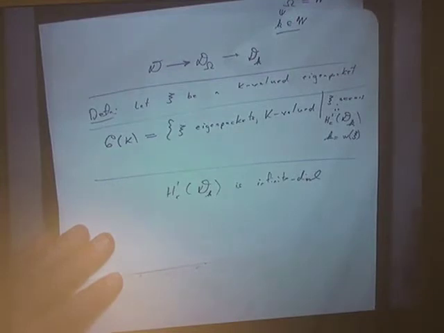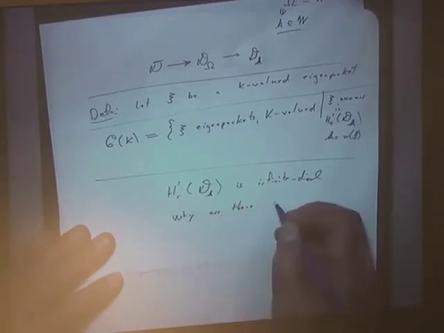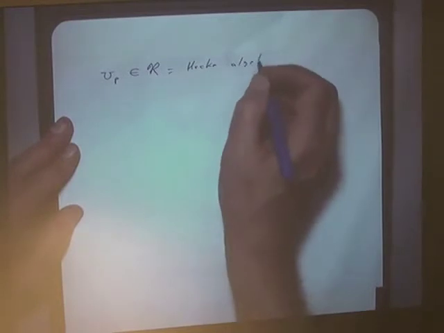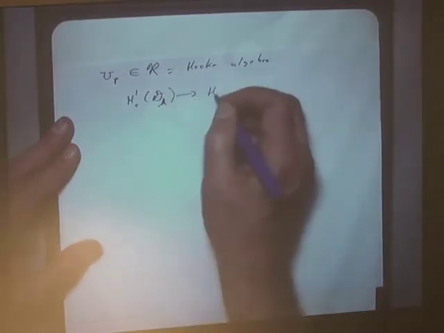Now, if you have a linear operator acting on an infinite dimensional vector space, there's no guarantee that there are any eigenvectors at all. So why are there eigenvectors? Well, the reason is because we have the U operator. U sub p is in the Hecke algebra, and the U sub p operator is an example of a completely continuous map: H1 compact support of D sub K, mapping to itself, is completely continuous.